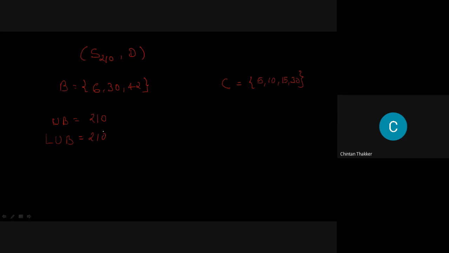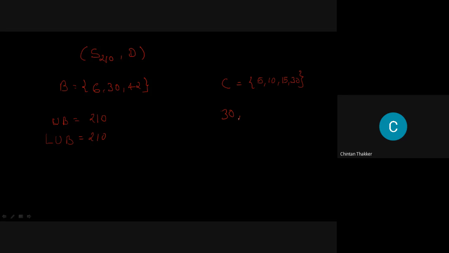In C, 5 divides 30, 10 divides 30, 15 divides 30, 30 itself divides 30. So 30 is also an upper bound. Then if we take the LCM here, we have 5, LCM is 30 itself. Then 30 into 2, 60, 60 is not in S210. 30 into 3, we have 90. 90 is also not in S210.